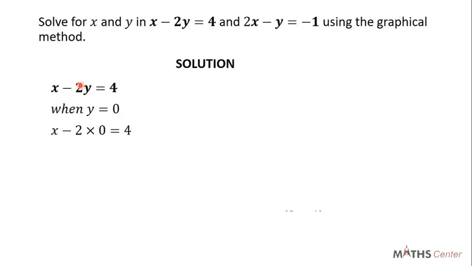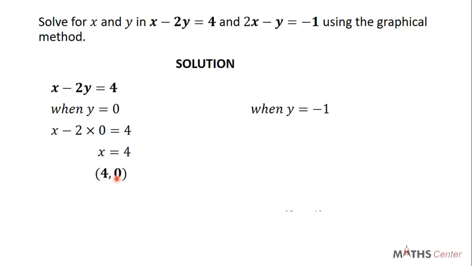If y is equal to 0, what this means is that in this equation, I'll replace y with 0. So I'm going to have x minus 2 times 0 is equal to 4. 2 times 0 is 0, so x will be equal to 4. What this means is that when y is equal to 0, x is equal to 4. So I have found my first coordinate, or my first point, which is (4, 0). So I found 1 point that falls on the line. Then I will do another assumption.